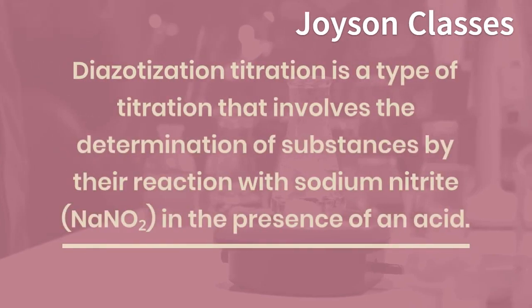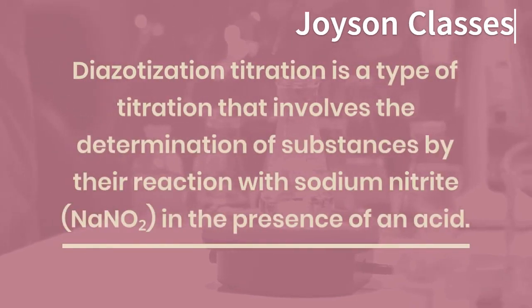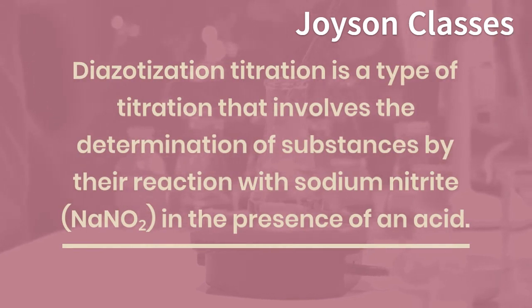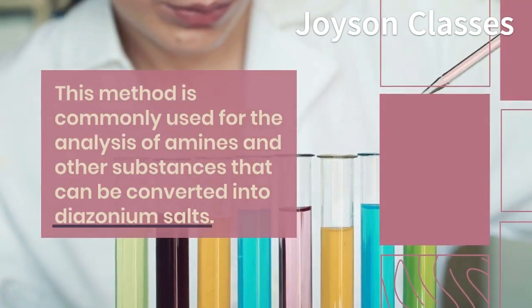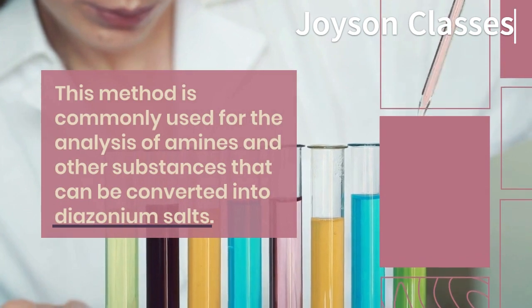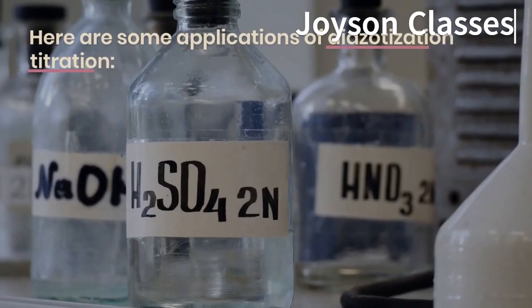Diazotization titration is a type of titration that involves the determination of substances by their reaction with sodium nitrite, NaNO2, in the presence of an acid. This method is commonly used for the analysis of amines and other substances that can be converted into diazonium salts. Here are some applications of diazotization titration.